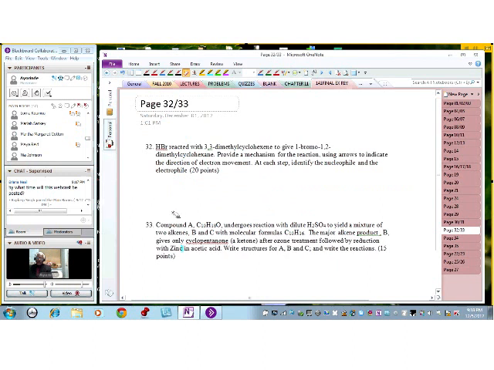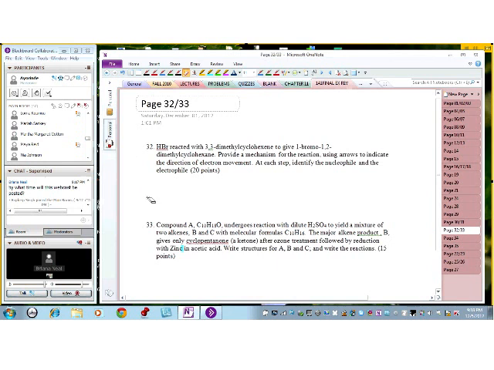For 32, let me call Brianna Neal. Can you go ahead and read question 32 for us? HBr reacted with 3,3-dimethylcyclohexane to give 1-bromo-1,2-dimethylcyclohexane. Provide a mechanism for the reaction using arrows to indicate the direction of electron movement. At each step, identify the nucleophile and the electrophile. Okay, thank you, very good.